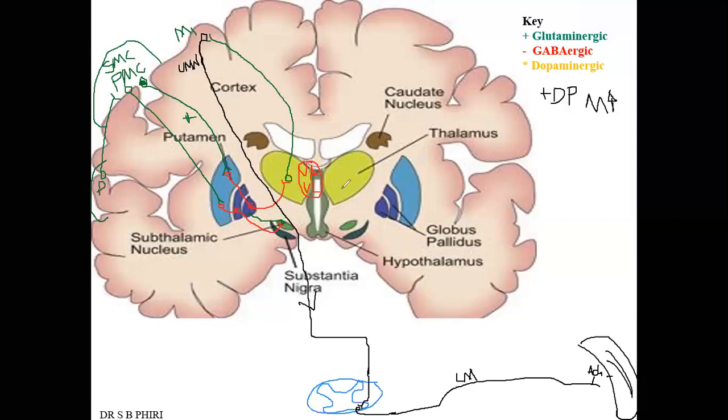Then from here, we are going to have an inhibitory neuron that is starting from the internal segment of the globus pallidus and is projecting to VA/VL of the thalamus. So this one is inhibitory now. And this is communicating with a stimulatory neuron that is projecting to the cortex.